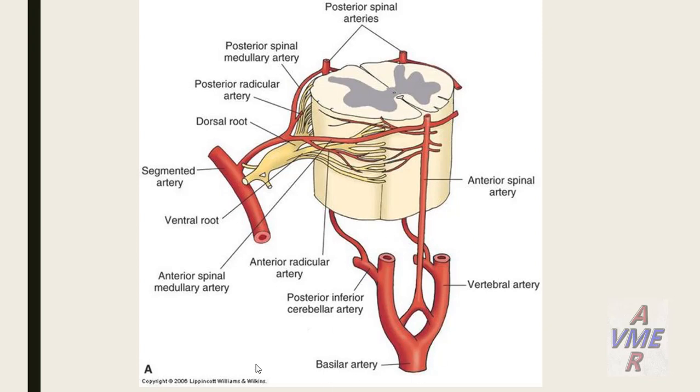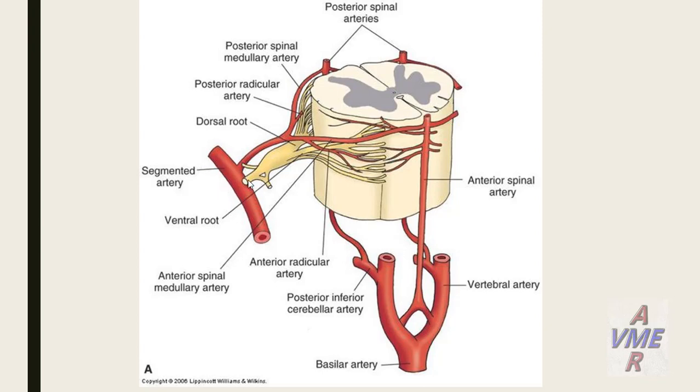This is the picture of the vertebral arteries uniting to form the basilar artery, and this is the anterior spinal artery, but this is the reverse picture. And then we also have the posterior inferior cerebellar artery, maybe a source of the posterior spinal artery. The posterior spinal artery either starts from the posterior inferior cerebellar artery or directly from the vertebral artery. And we have two posterior spinal arteries, right and left.